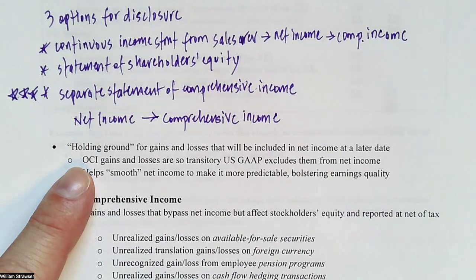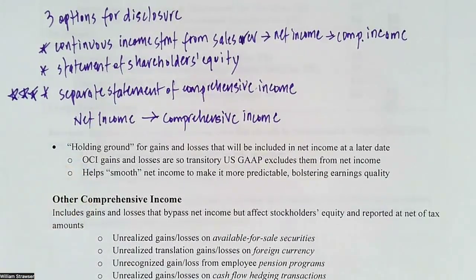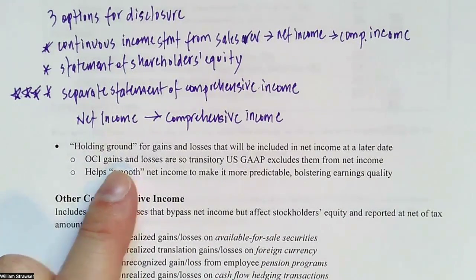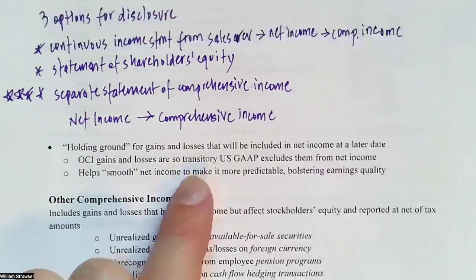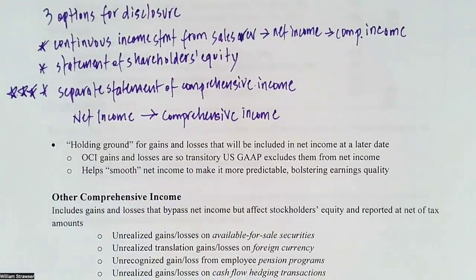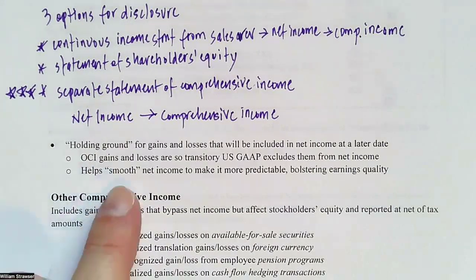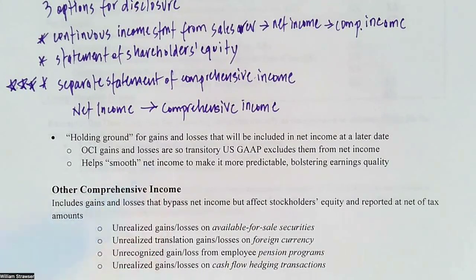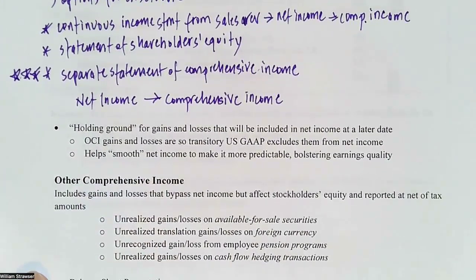Because remember, we want net income to be a great measure to predict future net income. If we have things that are transitory, that are gains this period, but will be losses the next period, that will be up then down, right? This makes it much harder for us to predict future income. And this is smoothing our net income, making it more predictable and increasing earnings quality.